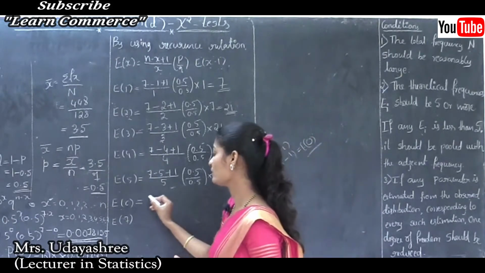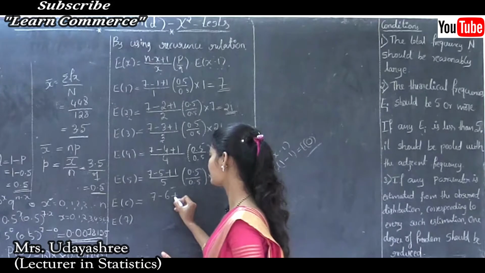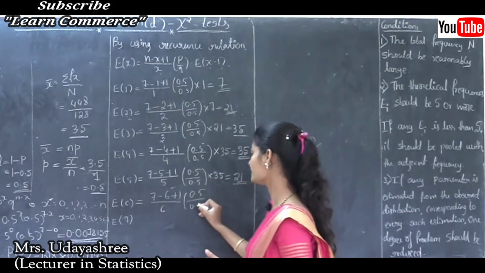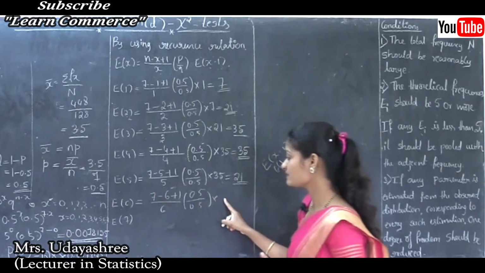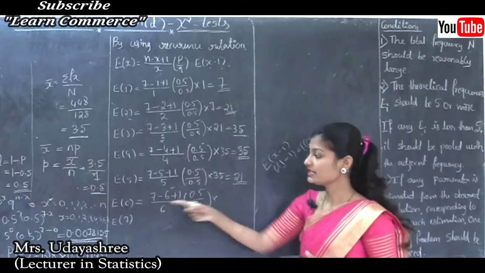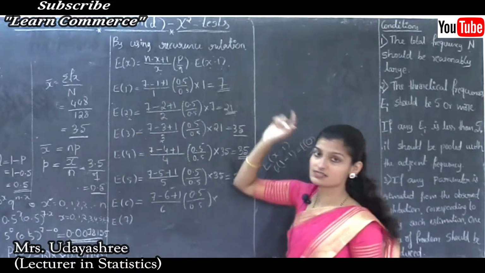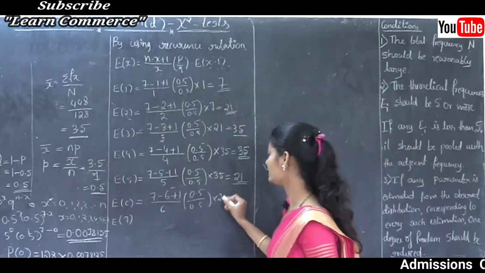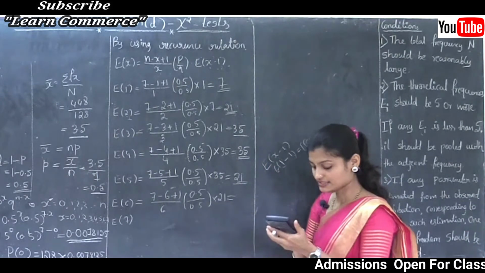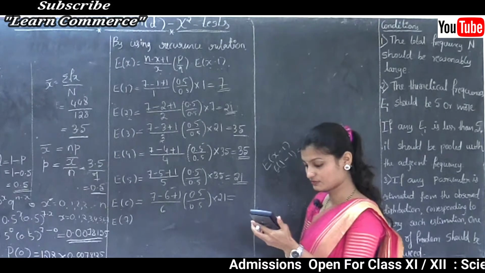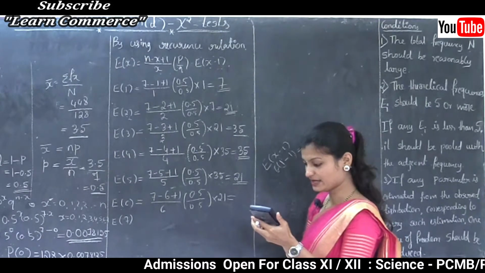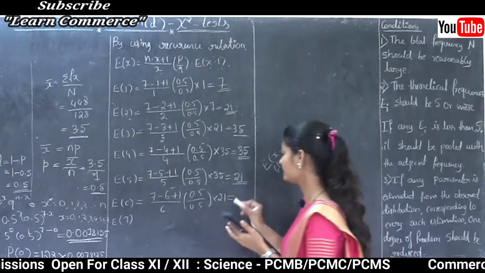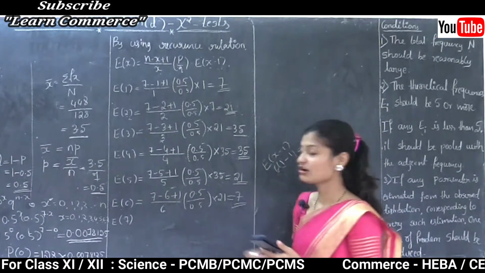Okay, next this is equal to 7 minus 6 plus 1 divided by 6, into 0.5 divided by 0.5, into, so in this place which value do we have to substitute? See here x is 6, so 6 minus 1 is 5, so we need to substitute the E of 5 value, that is 21. So this is equal to 7 minus 6 is 1, plus 1 is 2, 2 divided by 6 is 0.33, into 1, into 21, that is 7. So here the E of 6 value is 7.